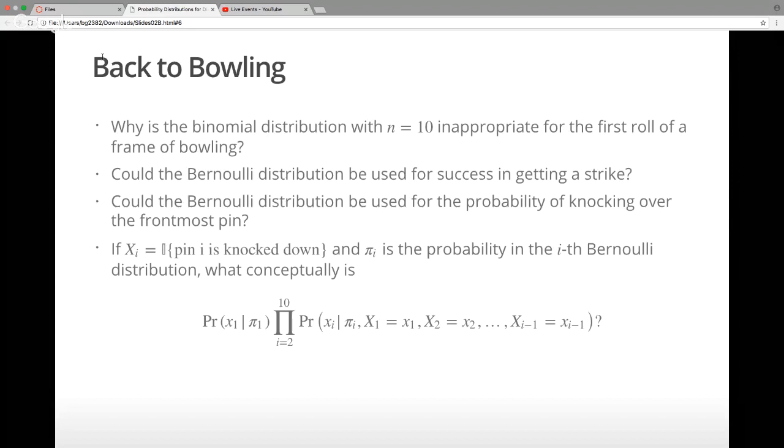And then for i equal 3, the probability of knocking down the third pin given pi_3 and what happens to the first two pins. So we have the marginal times the conditional of 2 given 1 times the conditional of 3 given 2 and 1. So what's that? Right, a joint probability distribution over the first 3 pins. And if we roll it up all the way to 10, this expression gives us a complicated but valid joint probability distribution over what happens to all 10 pins.